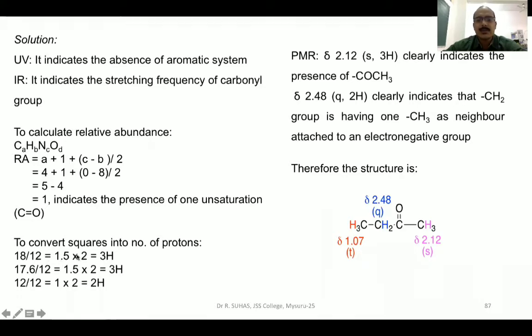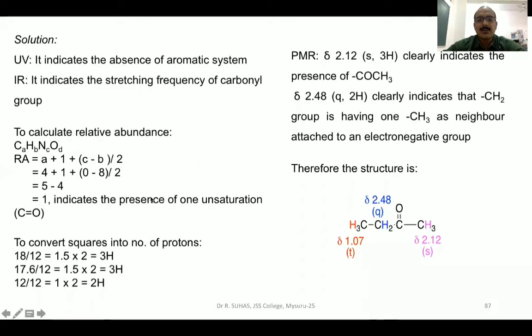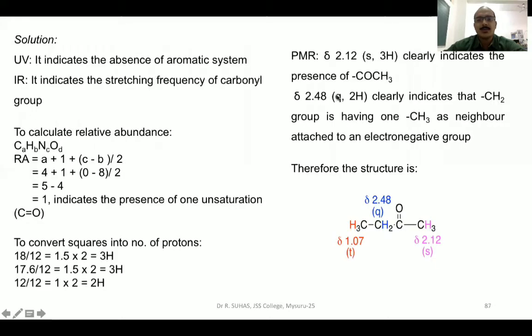So 1.5 into 1 is 1.5, which is not possible. So change the number to 2, the next number after 1. 1.5 into 2 is 3, 1.5 into 2 is 3, and 1 into 2 is 2. So there are totally 3 plus 3, 6, 6 plus 2, 8 protons. The molecular formula also tells that the compound has 8 protons. This is how you have to convert squares into the number of protons. So instead of 18 squares, you can put it as 3H, 3H, 2H, giving a total of 8 protons.